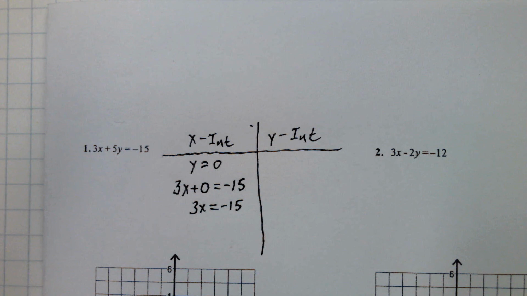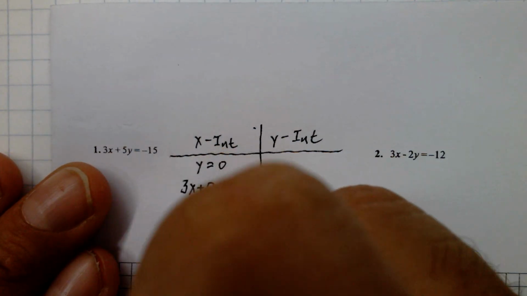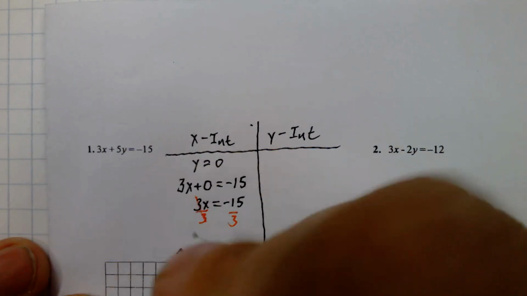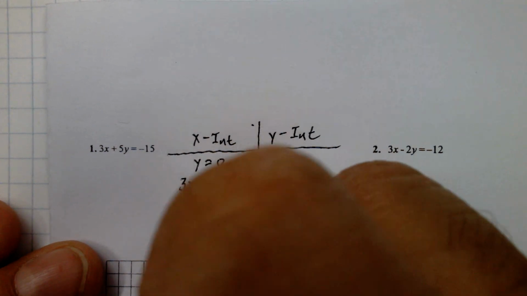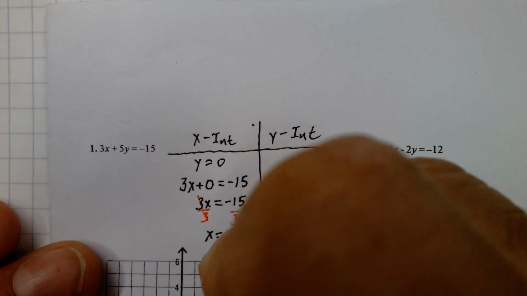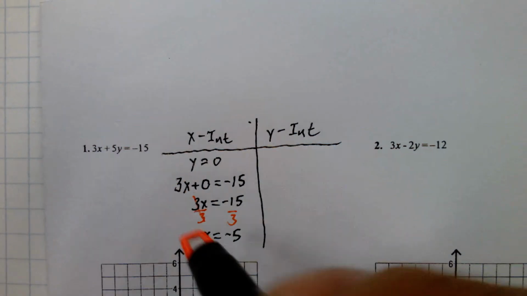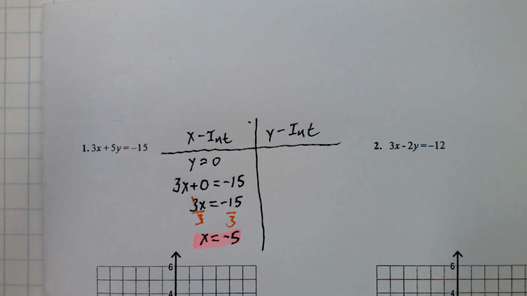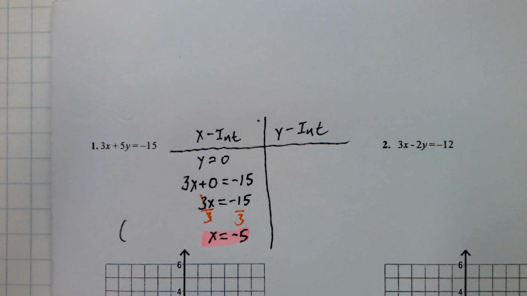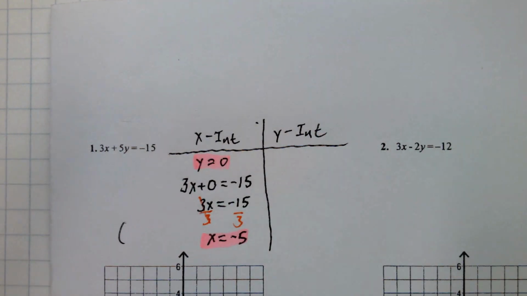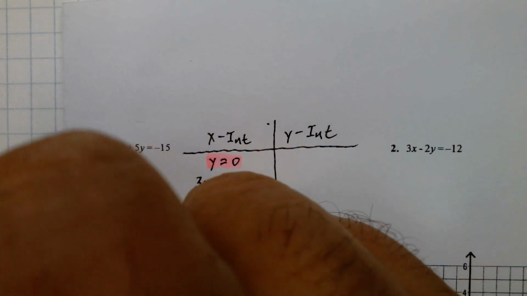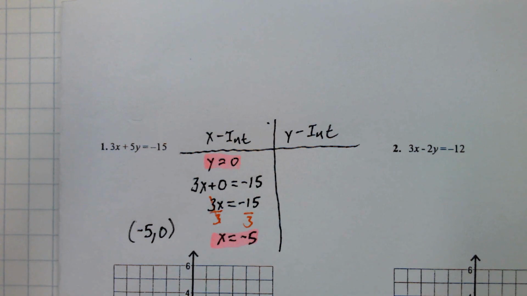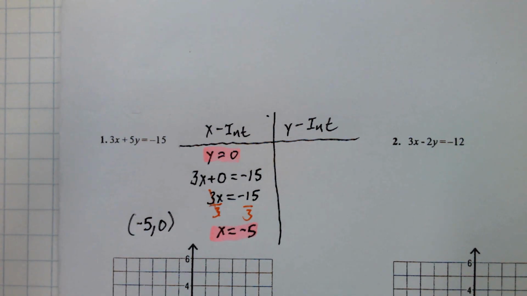Now, if I'm solving this algebraically, divide by 3. And I get an answer for x. X equals negative 5. Okay? There is my answer for the x coordinate. What's the y coordinate? 0. Remember, we started with it. So write down those coordinates as an ordered pair. -5 first, because it's x, 0 second. That's my coordinate for the x-intercept. Any questions?